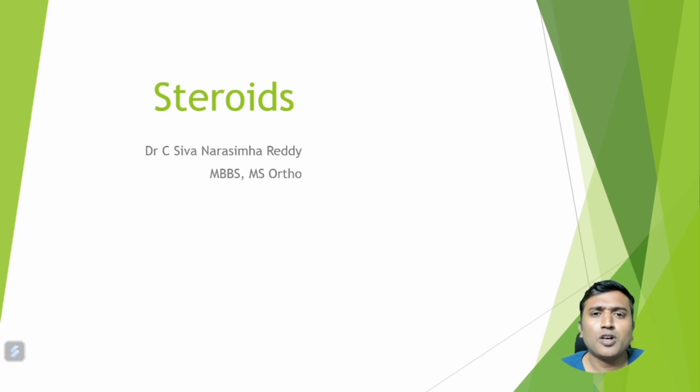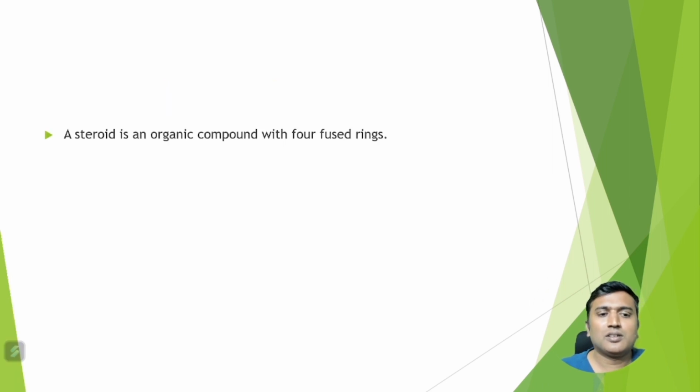Today we are going to talk about the topic steroids. So what are steroids? A steroid is a carbon compound with four rings in their structure. All these compounds with a four-ring carbon structure are called steroids.